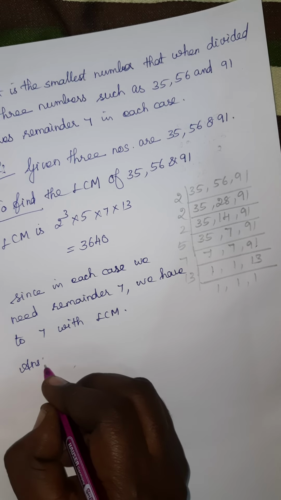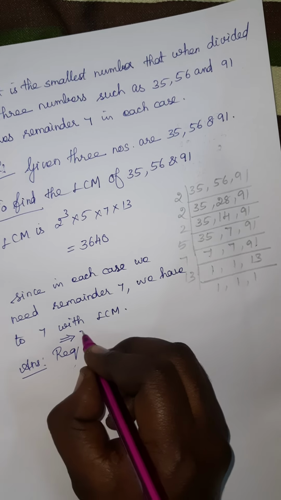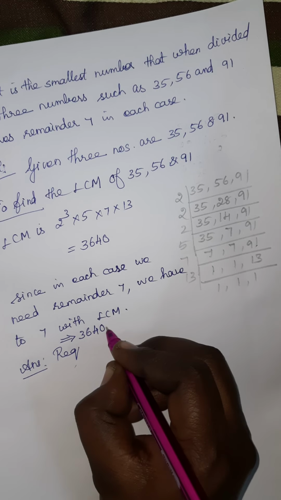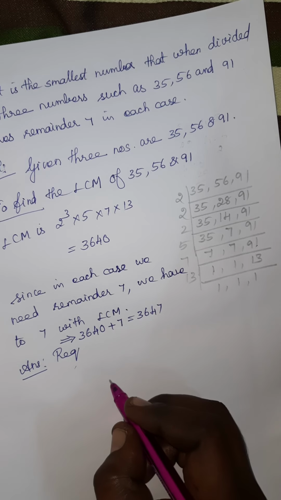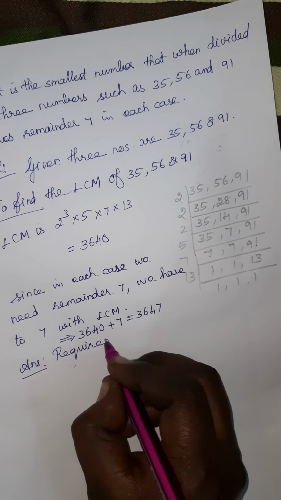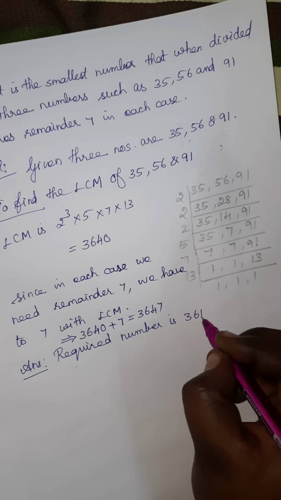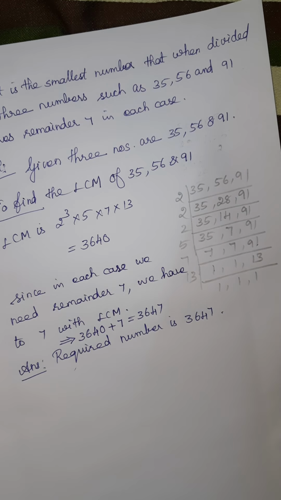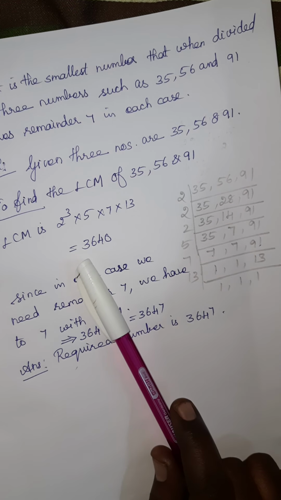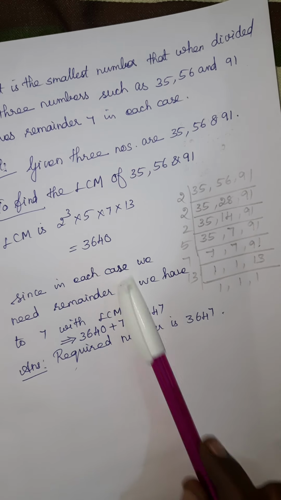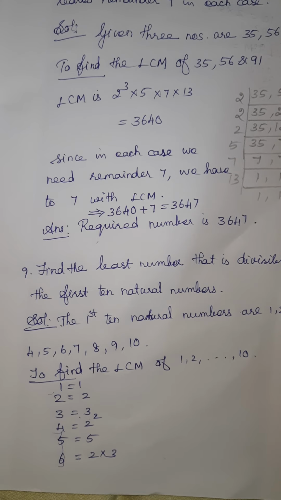So the answer, required number, is 3640 plus 7, which is equal to 3647. Okay, that is the required number. Are you all clear? See, if they did not mention the remainder, we can conclude with this LCM. But here they mention the remainder, so you have to add it and write.